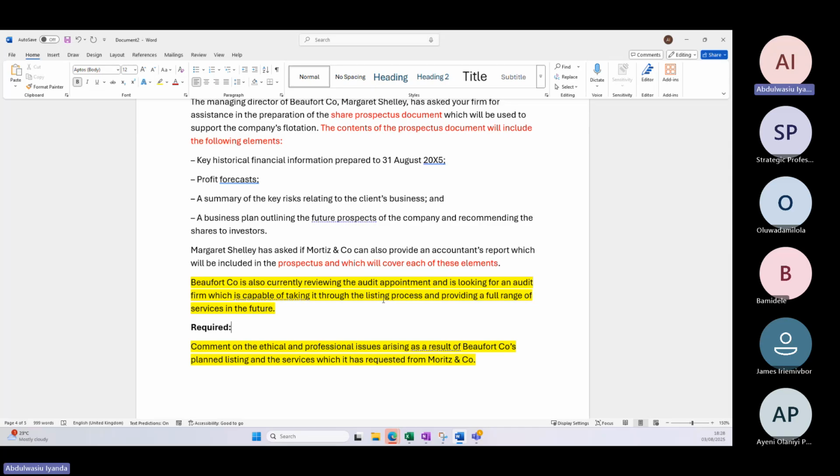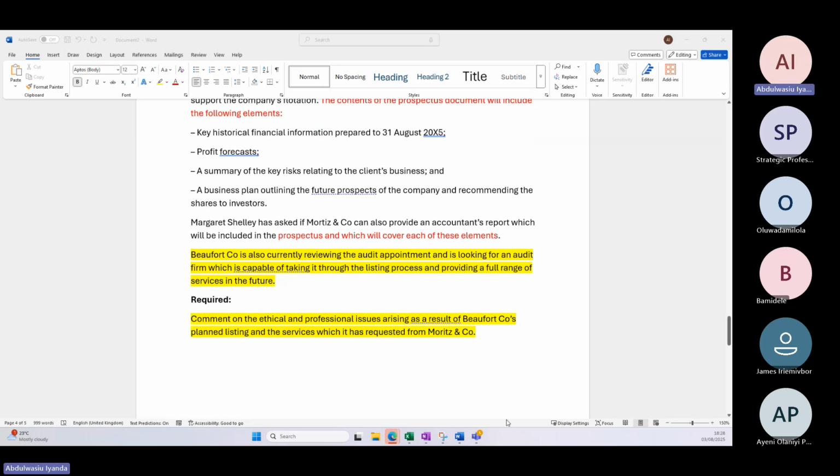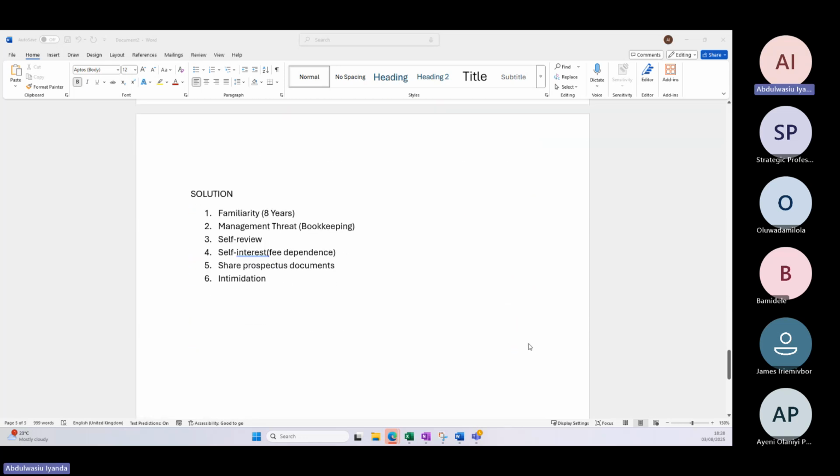So I think we are able to cover everything, which is how many now? This is familiarity. So this is like long association, if I'm right. Bookkeeping, that's management.